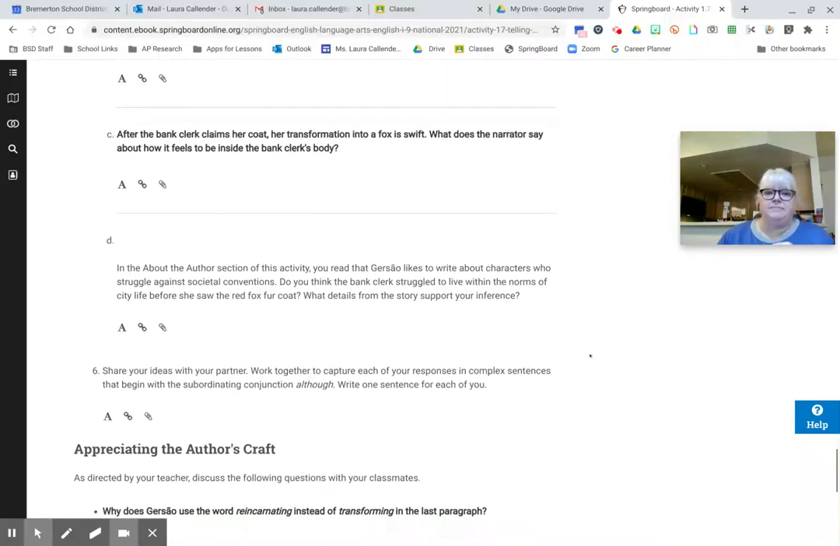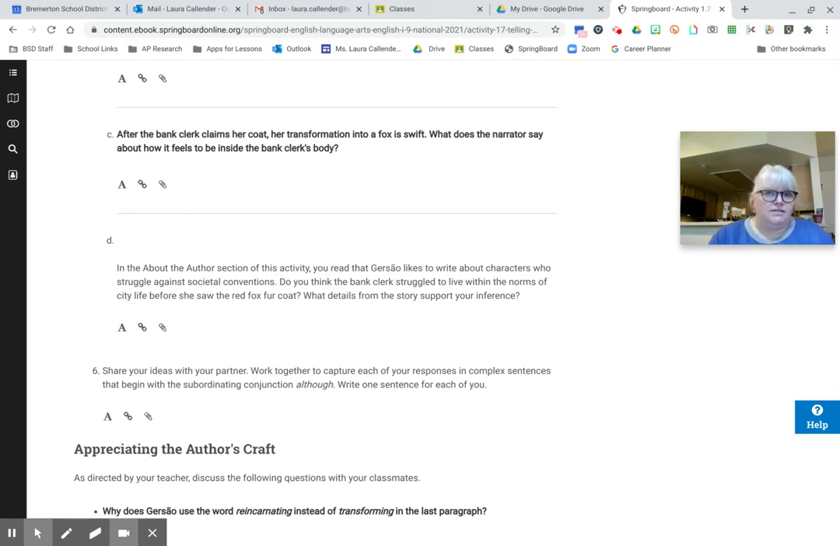And then 5D asks you to go back to the About the Author section. And Gersal, the author of this piece, writes a lot about characters who struggle with societal conventions. So their role in society and what society expects from them. So the idea that girls should be girls and boys should be boys, or the idea that this is your role in the job and you do nothing else. That's how you're supposed to think and behave. And so you should stick to what society says you're supposed to do.